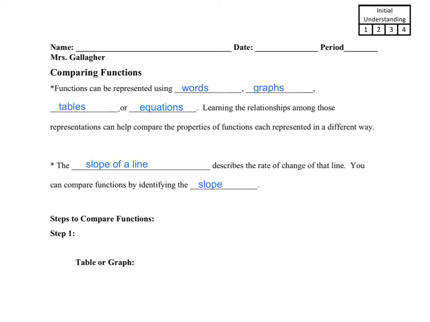Let's now discuss the steps to comparing functions. Okay, so we have two steps when comparing functions. Step one is you want to identify the slope. And there's different ways we can identify the slope. We can either use our slope formula or our slope-intercept form.